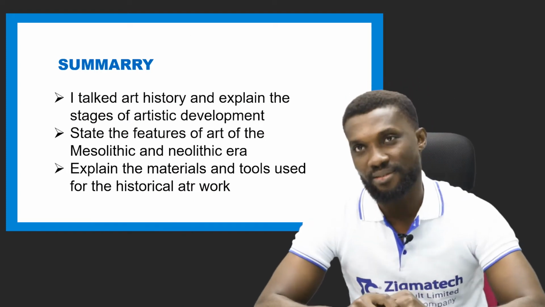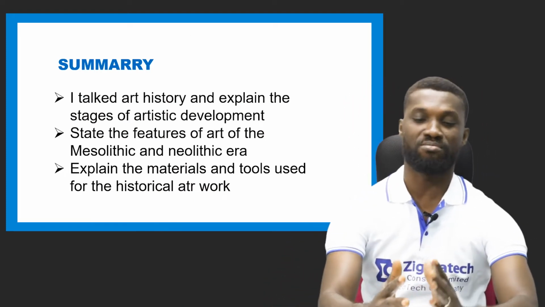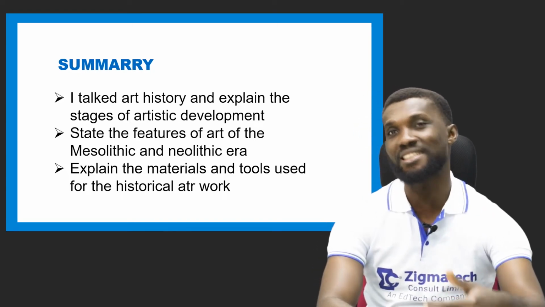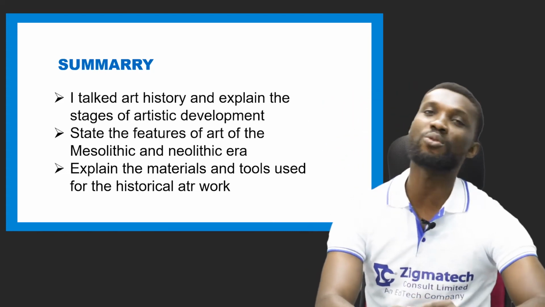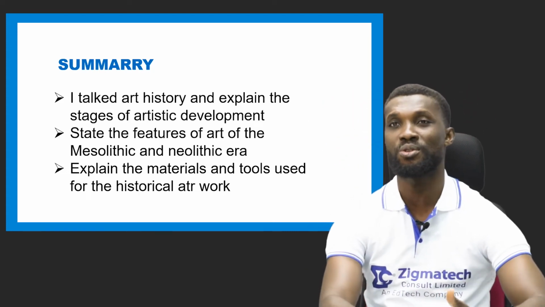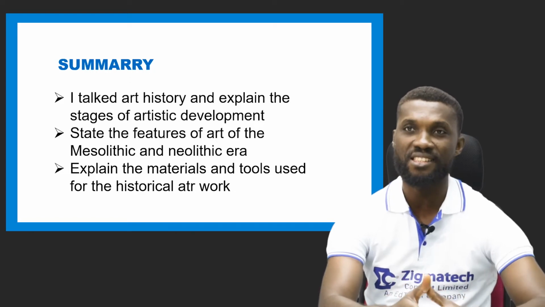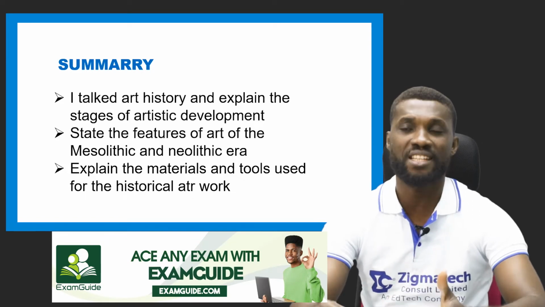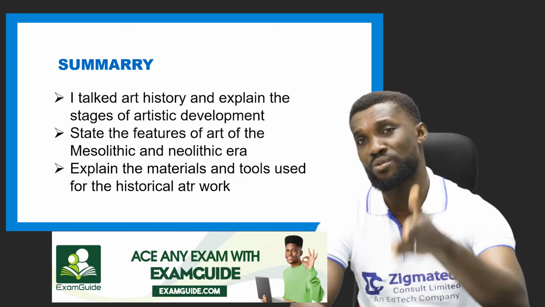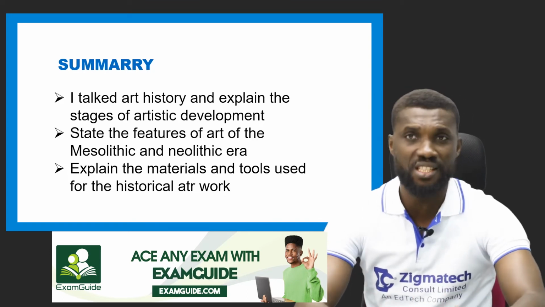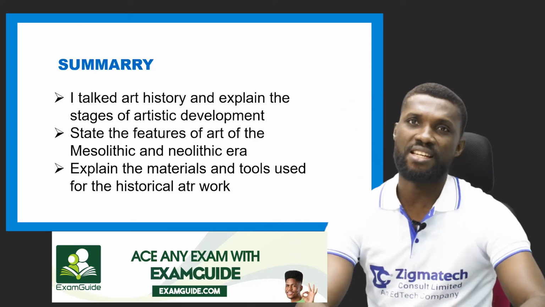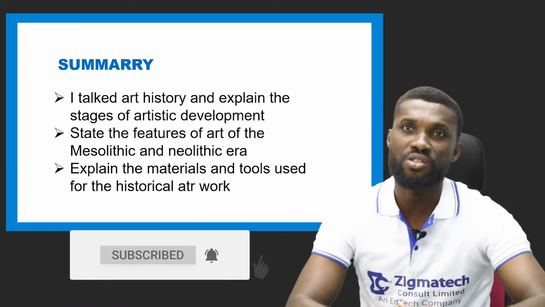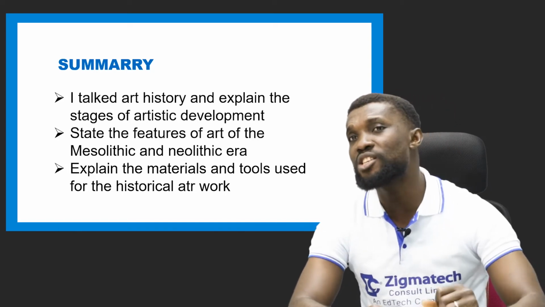Now, in summary, let's do a quick summary of what we've learned from part 1 down to part 2. We talked about prehistory art, which I told you is the period that existed even before the invention of writing. Then we stated some features of prehistory art. And then we made mention of the 3 major stages of prehistory art. The first stage is known as the Paleolithic stage. The second stage is known as the Mesolithic stage. And the third stage is known as the Neolithic stage. Remember, each of these stages has a second name.